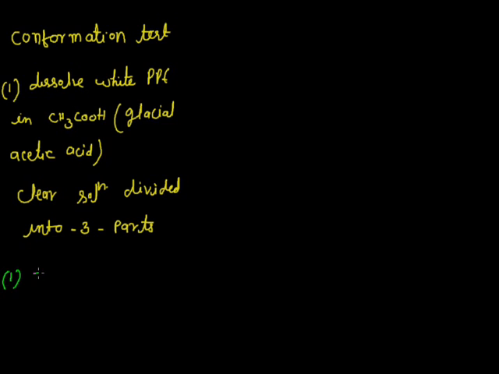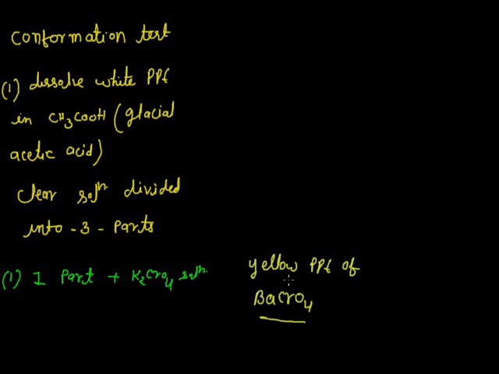First, in the first part, add potassium chromate solution, K2CrO4 solution. We get a yellow precipitate of barium chromate. If we get a yellow precipitate due to barium chromate, then we can say that the salt contains barium plus 2. It means barium plus 2 is confirmed. But if we get a clear solution in place of a yellow precipitate, then it indicates that barium plus 2 is absent.